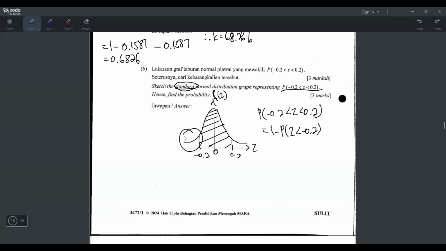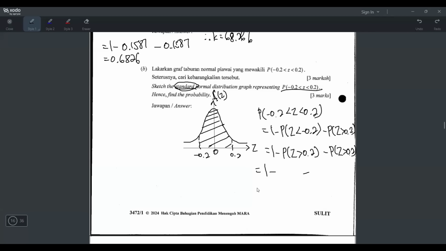I'm finding it because I want to subtract it, I want to remove it. And then P(Z bigger than 0.2). Now it becomes 1 minus. Smaller than negative can change to bigger than positive because this is symmetrical. So smaller than negative 0.2 is the same as bigger than positive 0.2, and this one is already bigger than positive. So later we can look at the table, read the table, get the value here, and then we get the answer.